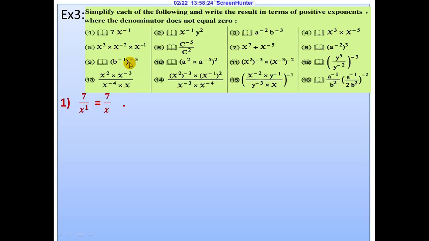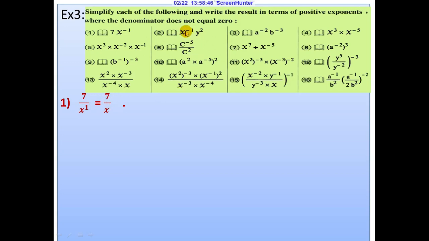How to solve this? We keep 7 as it is and change the place of x to the power negative 1, because as I told you before, when we have a negative power, we must change its place to change it into a positive power. So it will be equal to 7 over x power 1. It means 7 over x.